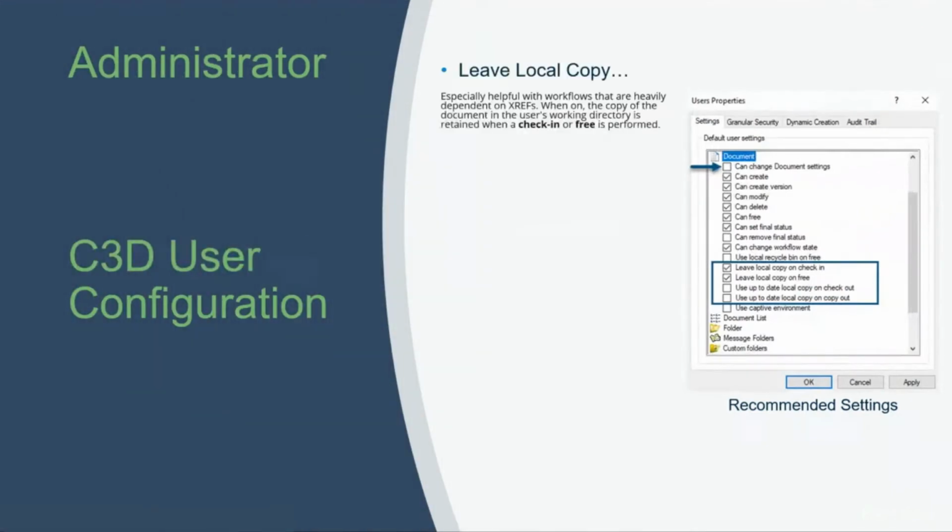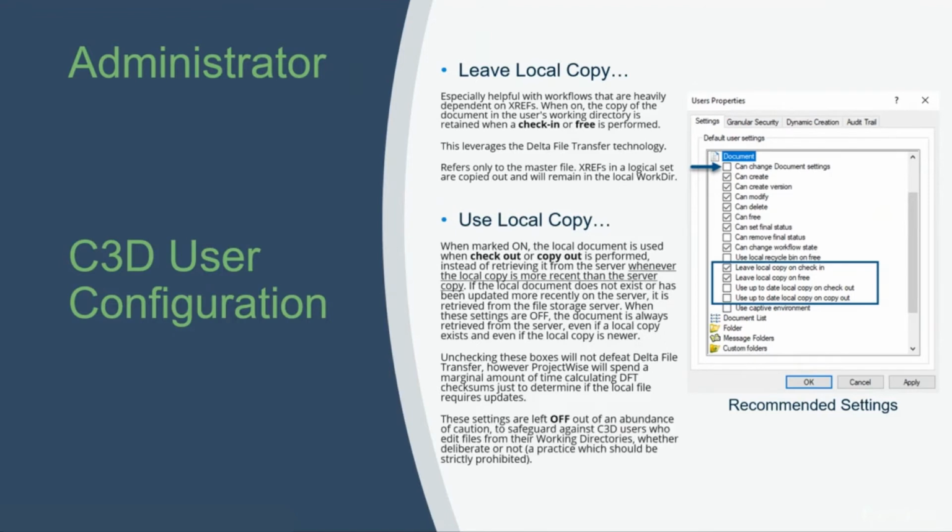As far as configuring each of your Civil 3D users, there's one little group of settings that you need to really consider here, and these are under the document node of each user's account. Leave local copy on check-in and leave local copy on free. I would bet that most, if not all of you, have that first one checked, and probably most of you have the second one not checked. The next 2, whether or not you're using the local copy on checkout and on copy out, that's where people tend to wake up a little bit and say, wait a second, what's that going to do? There's a lot of words here, and like I said, you can have the PowerPoint or take a screen cap. I'm going to just sum this up and try to make it simple.